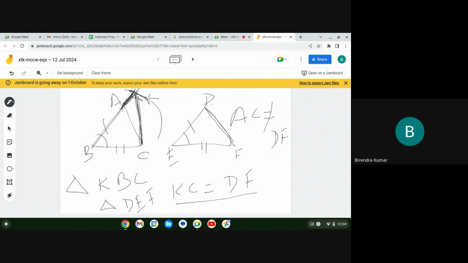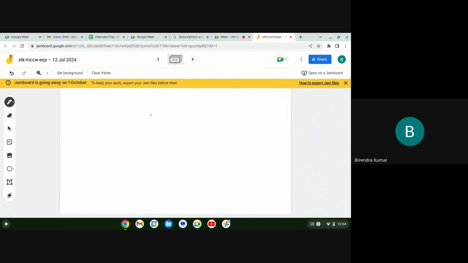Now, look at another thing. Let's say you have one side and another side, and then you have the angle between them. Two side lengths, same angle.